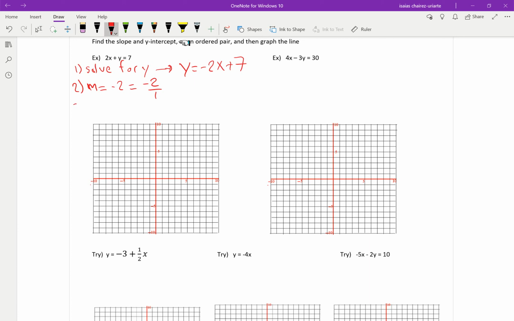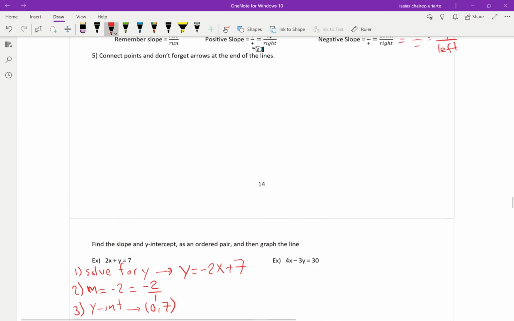Step 3, the y-intercept. So the y-intercept in this case is, well, it's this value 7, but it's not 7, it's the point (0, 7). So that's my y-intercept.